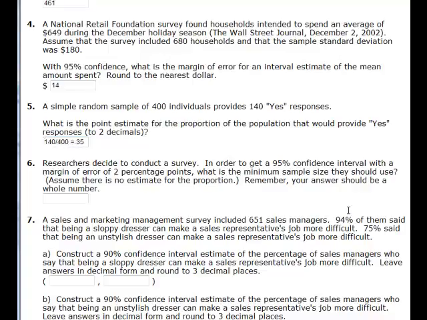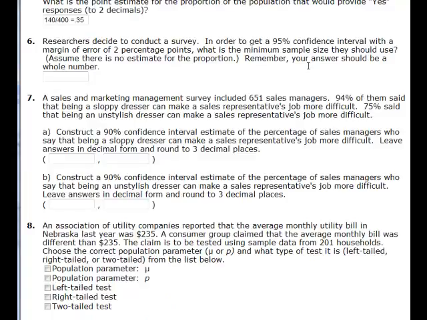Okay, and number 6, we want to have a 95% confidence interval with a margin of error of 2 percentage points. And since we're talking about percentage points here, that means that we're looking at a confidence interval for a proportion. So we want to find the minimum sample size that should be used.